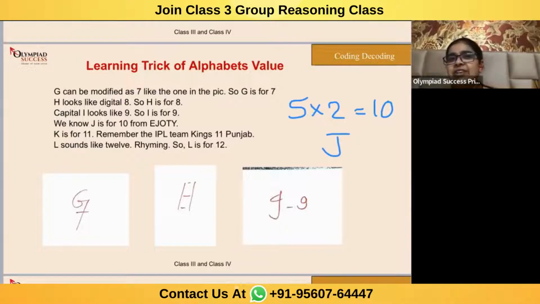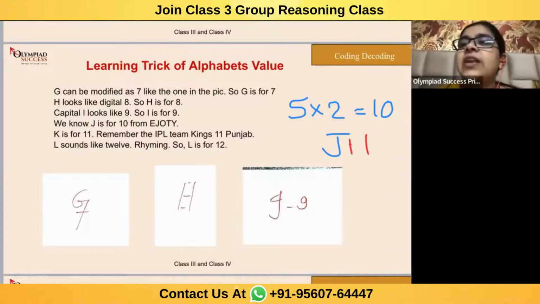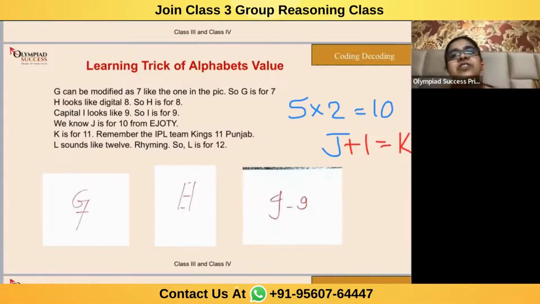And for 11, earlier in IPL, if you guys watch IPL, you must have seen that the Punjab Kings were earlier Kings 11 Punjab. So that was a trick applicable then, or else you can remember there are 11 players. So K is 11, okay? Or else a very, very easy trick which ma'am uses is J plus 1. I know that K comes after J, so K will automatically become 10 plus 1.